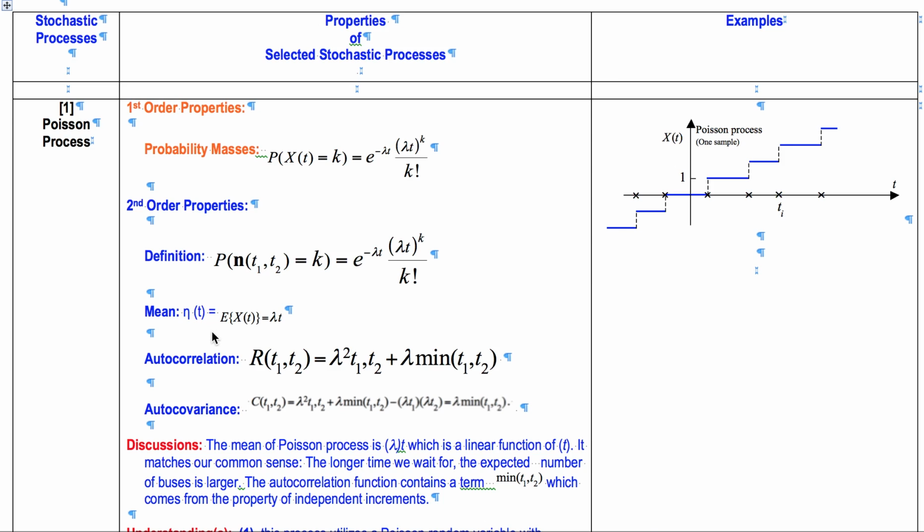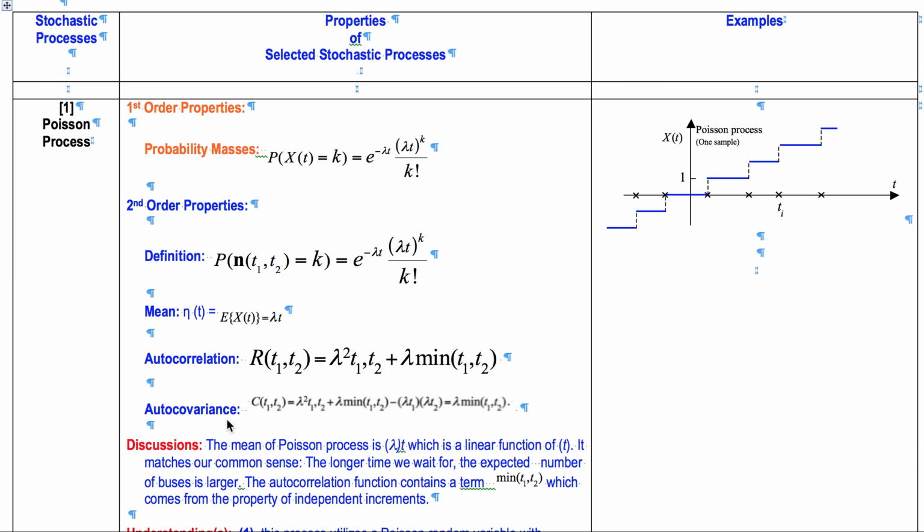The autocorrelation R of the interval T1, T2 is equal to lambda squared T1 T2 plus lambda min of T1, T2. The autocovariance C of T1, T2 is actually equal to lambda min of T1, T2.